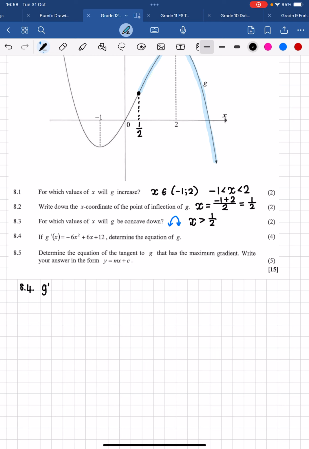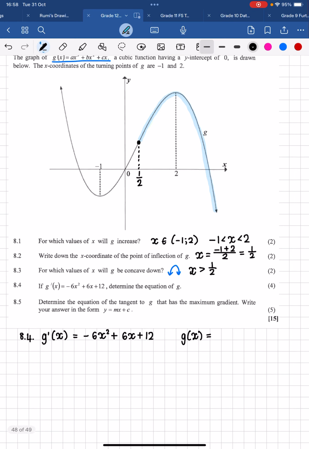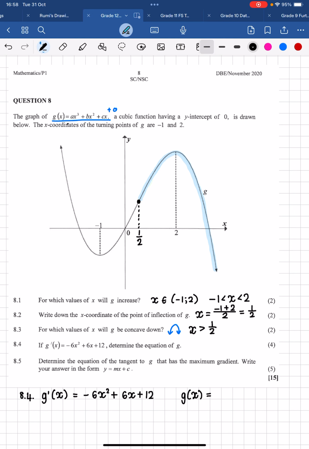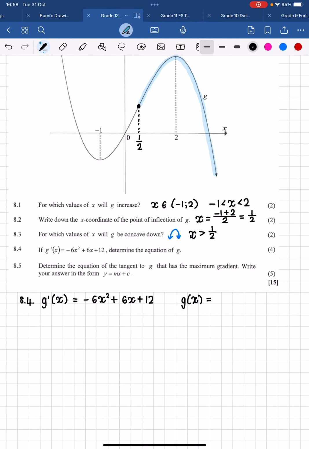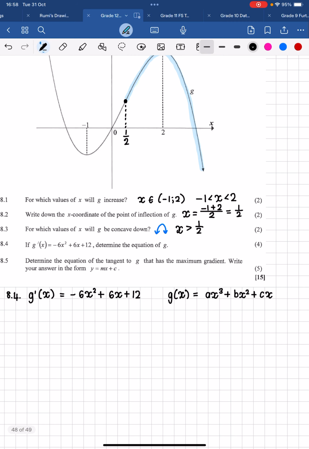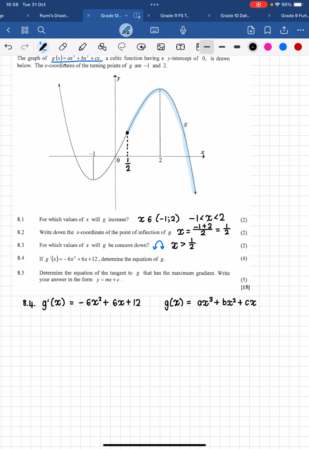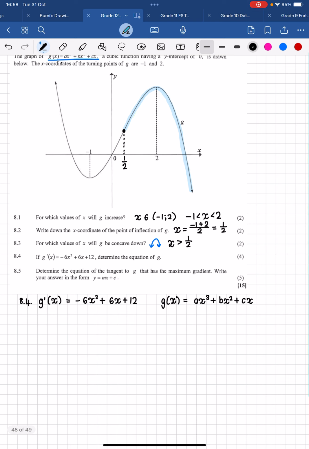8.4, g dash x. The equation that they are now giving us is negative 6x squared plus 6x plus 12, right? But we also know that g of x, this is what they gave us, is equal to, I'm going back up to the question quickly, they gave us this equation, right? ax cubed plus bx squared plus cx. Now from this information that they've given us here, they want us to find this equation.